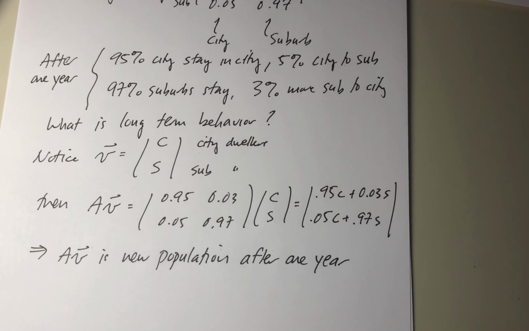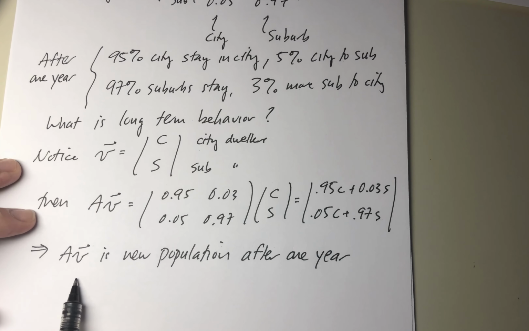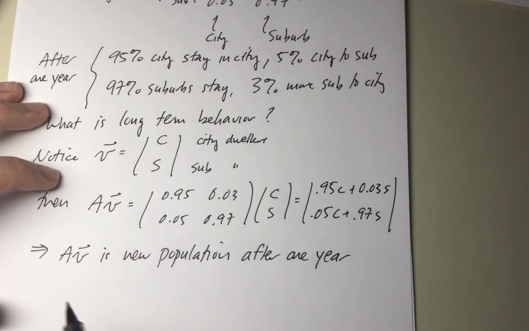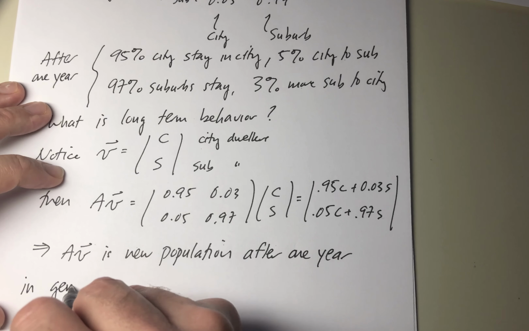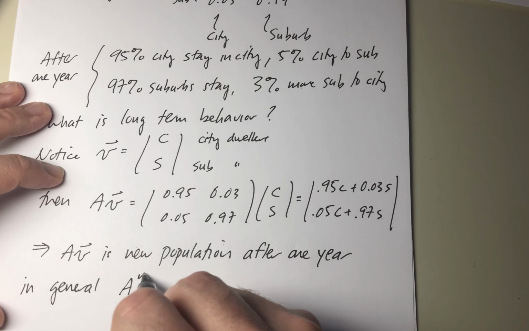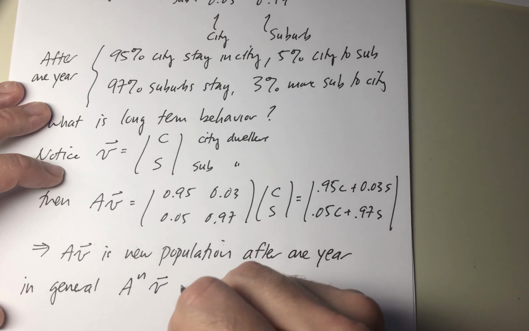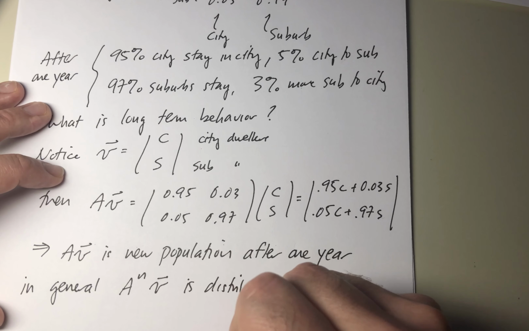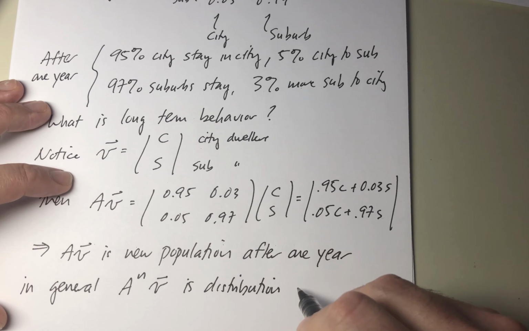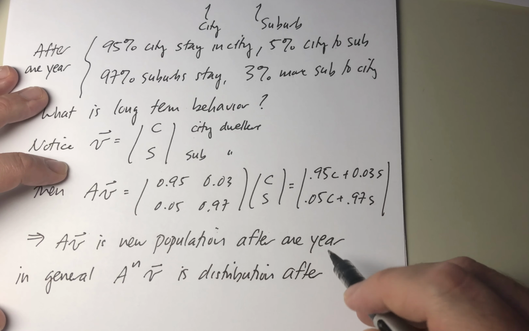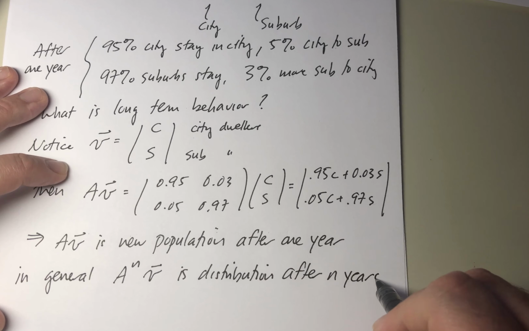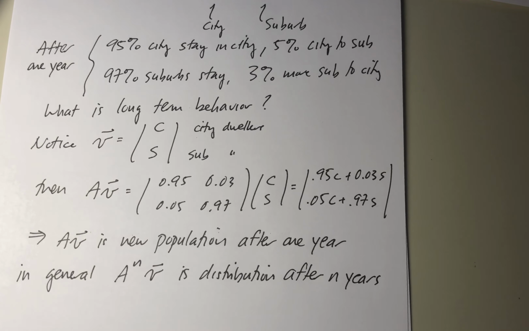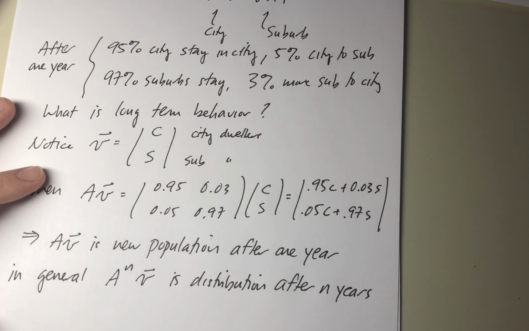And, well, what happens when you apply A again to this population? It's going to be the distribution after 2 years. So in general, if I look at A to the n V, this is the distribution after n years. Okay, so kind of cool. I think it's a nice way to think about applying this kind of iterative rule in terms of a matrix multiplication.